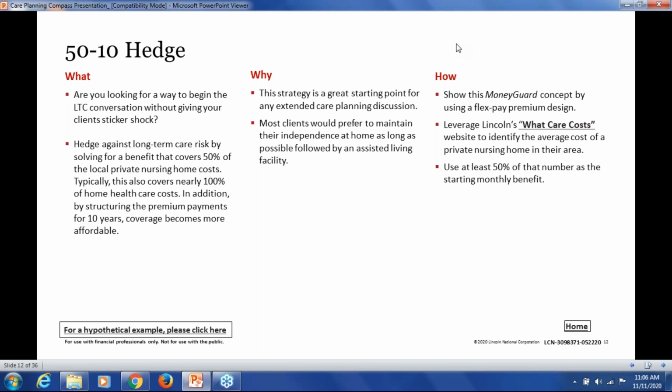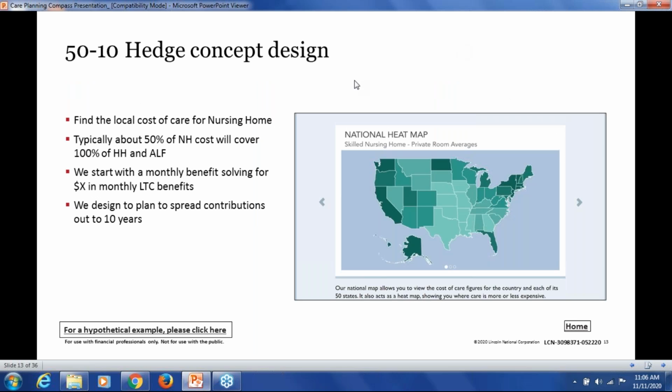Now, the 10 in this strategy title refers to the client paying premiums over 10 years, so they don't have to worry about that obligation any further than that, continuing to pay premiums as they continue to age. Done in 10 years, they've got 50% of nursing home costs covered, and this can help you when the client says, I just can't afford that. So this is a strategy to get some sort of coverage.